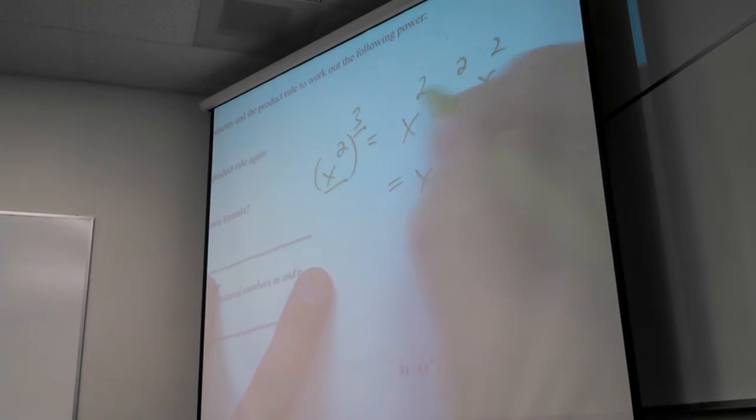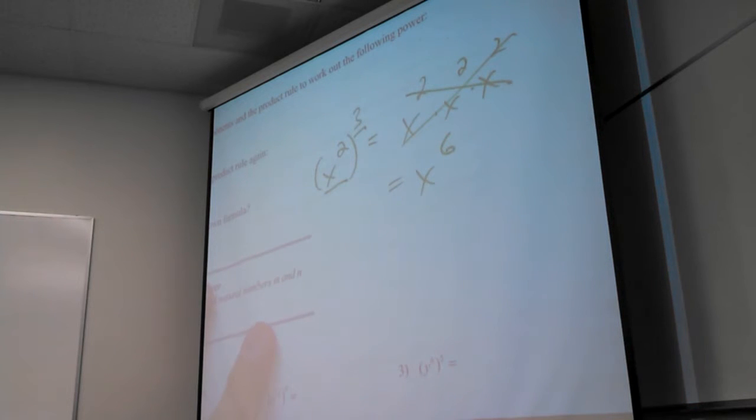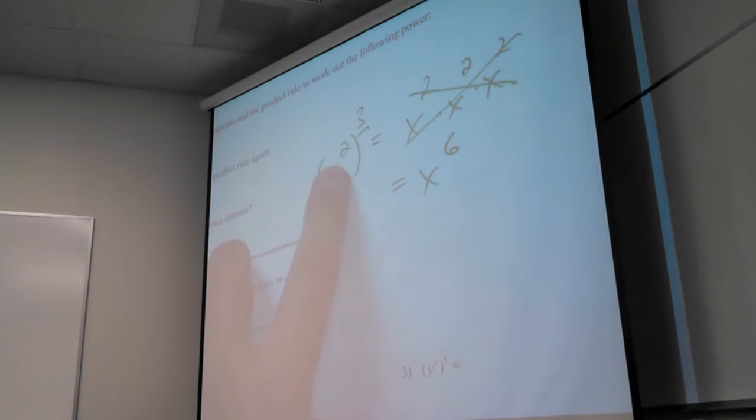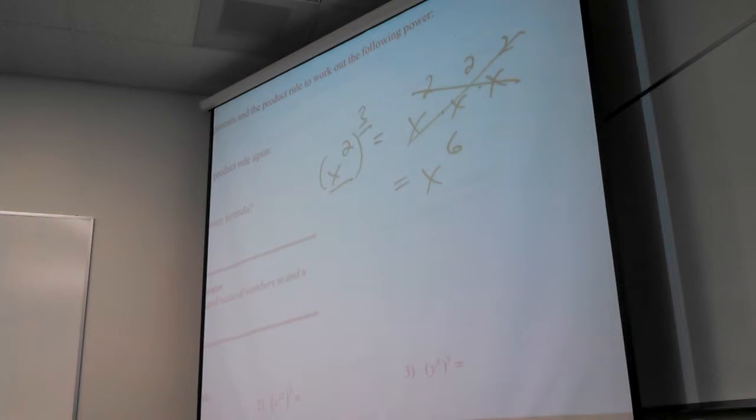So now why would I do this step? 3 groups of 2 x's, that's the definition of multiplication. How did you first learn multiplication? 3 crates with 2 apples in each crate. How many apples do you have? So I've got 3 groups of 2 x's. Of course I got 6 x's. That's the definition of multiplication. So this is what happens when you raise a power to another power.